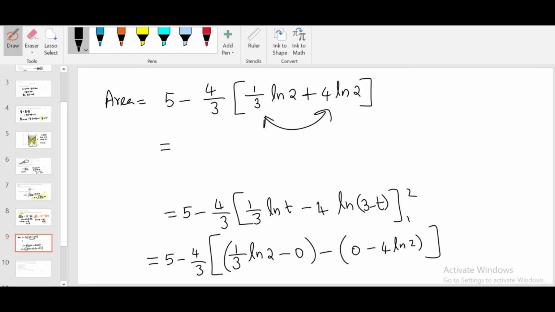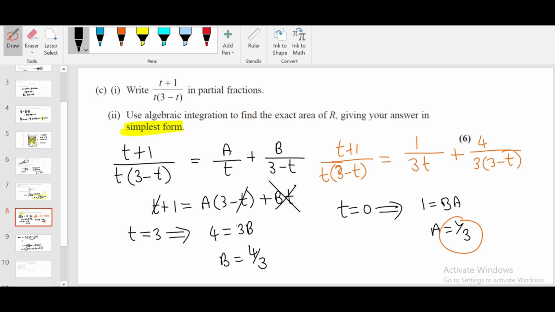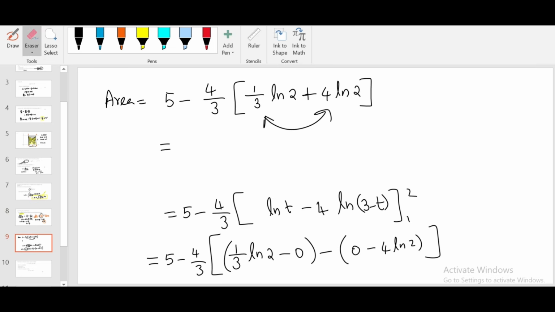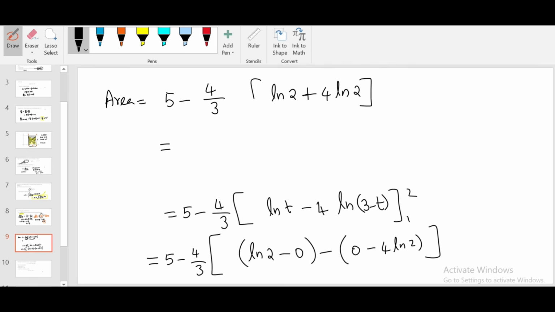I think there shouldn't be 1 over 3 here. If you look at the previous step, we started from here and we have taken 1 over 3 as a common factor out. Sorry, I messed it up. So there shouldn't be any 1 over 3 here, because we have taken 1 over 3 as a common factor out, right? So it should be just ln 2, that's all. So it's ln 2 plus 4 ln 2 is 5 ln 2. 5 minus 4 times 5 ln 2 is 20 ln 2 divided by 3. That's the area. That's all.